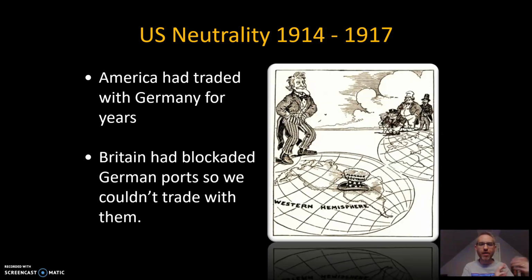So how do we stay out and what actually happens? Well, first of all, America's traded with Germany prior to this for years and years, but Britain has blockaded all these German ports because Britain is at war with Germany. And so we're like, well, I guess we're not going to trade with them. We're not going to try to pick a fight with England so that we can get our boats into the German ports. So let's just back off.